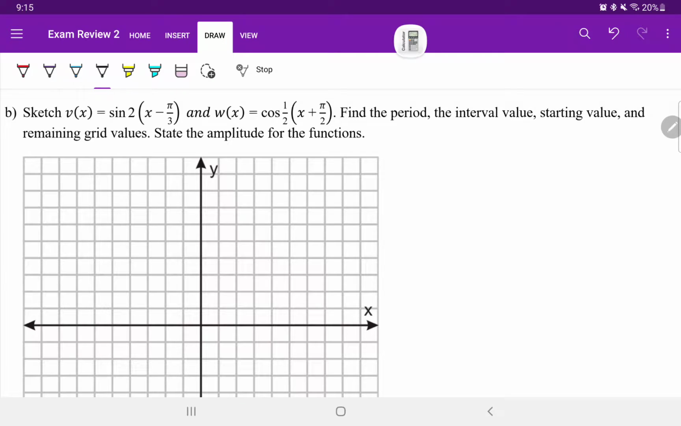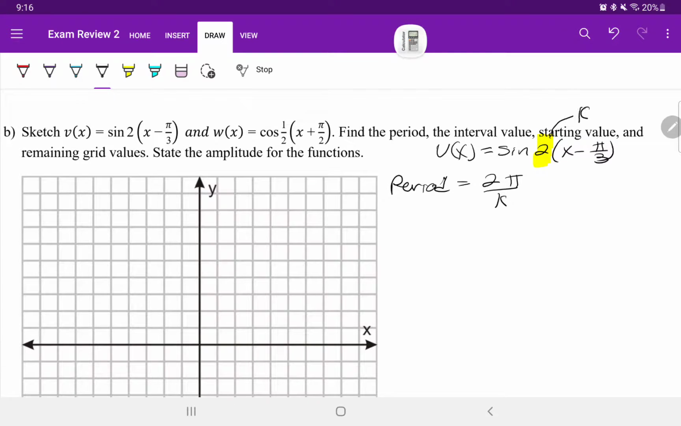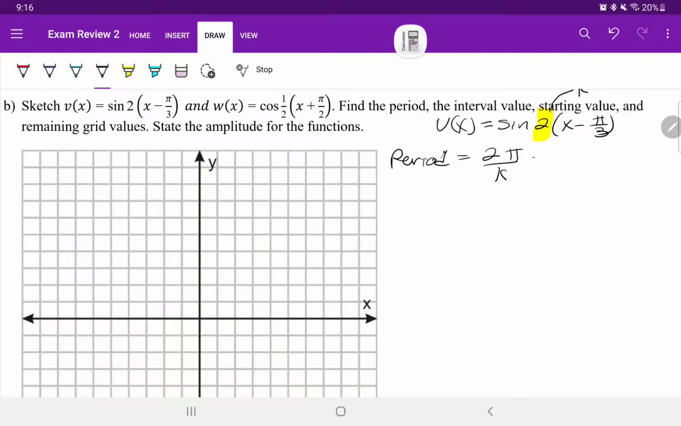Well, the period. To find the period, it is 2 pi divided by k. And I'm looking at the first function, which is v of x equals sine of 2x minus pi over 3. In this case, the k is 2. So that's going to be 2 pi over 2, which equals pi.